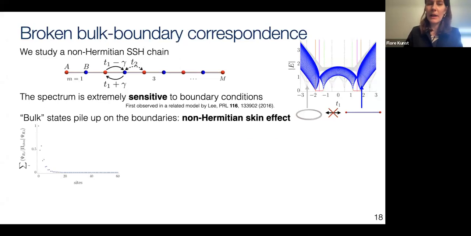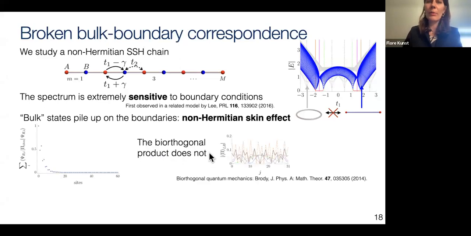Also here, not surprisingly, the bulk states pile up on the boundary, so I have a non-Hermitian skin effect. However, if I look at the biorthogonal product, so if I look at the left and the right eigenstates of some of these bulk states here in the blue, and I look at the inner product of them, you see bulk state behavior. That's because if you look at the left eigenstates, that means you take the dagger of this, they are all piled up on the other side. So the exponential overlap really only exists in the middle of the system.